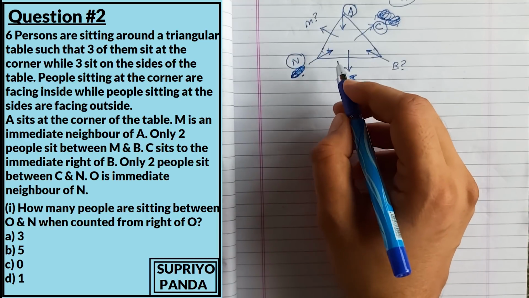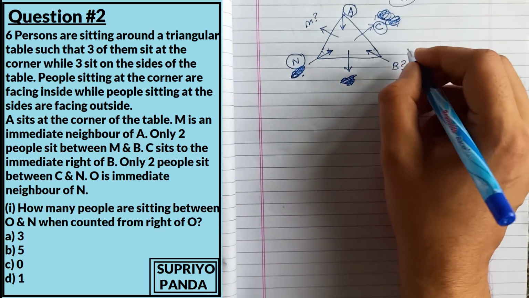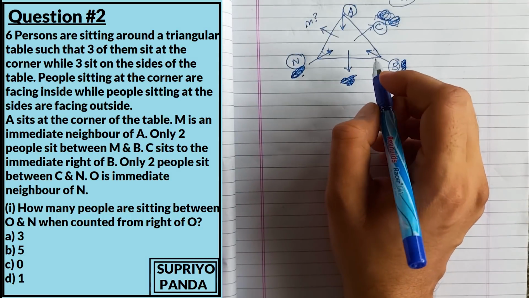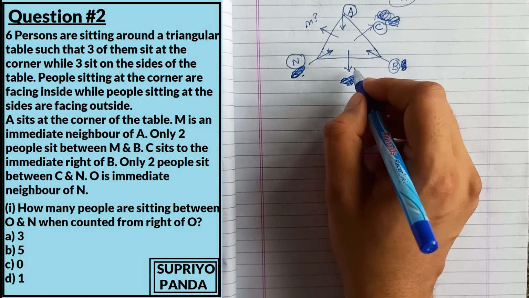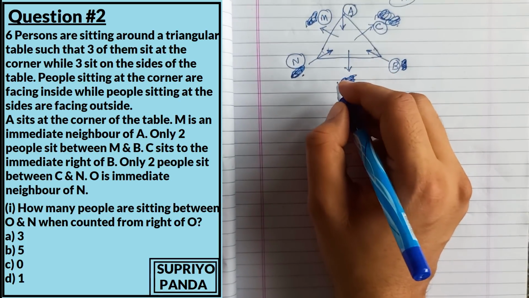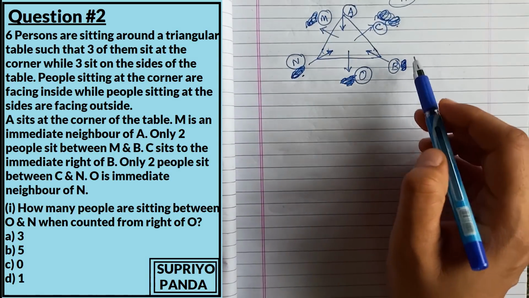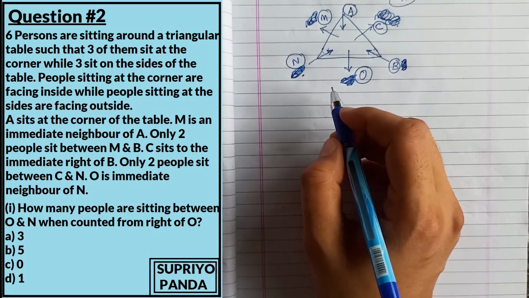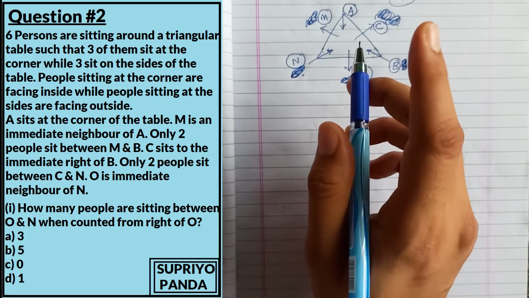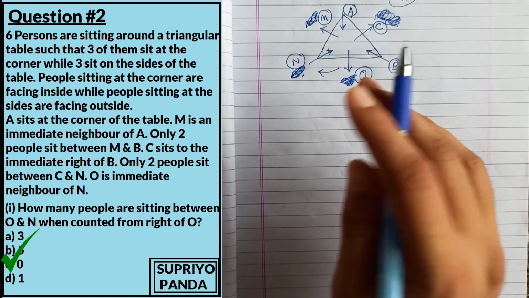Now just see the other statements that we have just passed over. So C sits to the immediate right of B, so this will be B's position, right? Because immediate right of B, and then only 2 people sit between M and B, so M has to be over here. Now finally O is the immediate neighbor of N, so O is over here. So now you have your final arrangement, and the question: how many people sit between O and N when counted from the right of O? Be very careful about these things. So right of O, so this means in this direction. So how many people? The answer is going to be 0. So you have your answer.